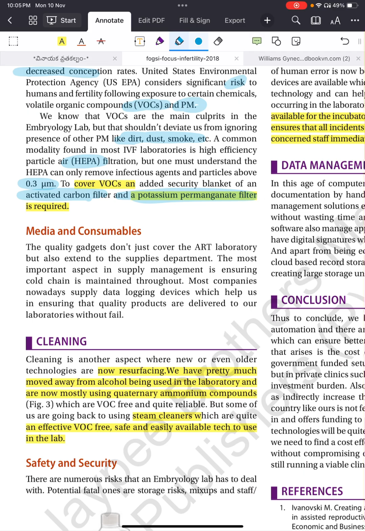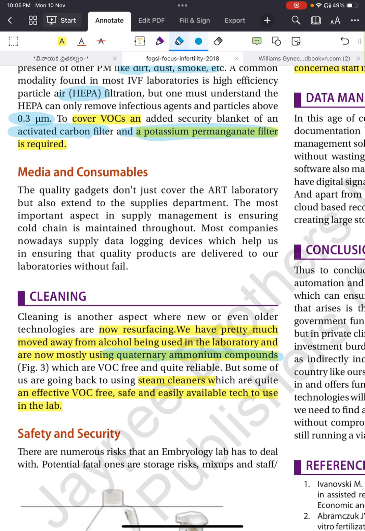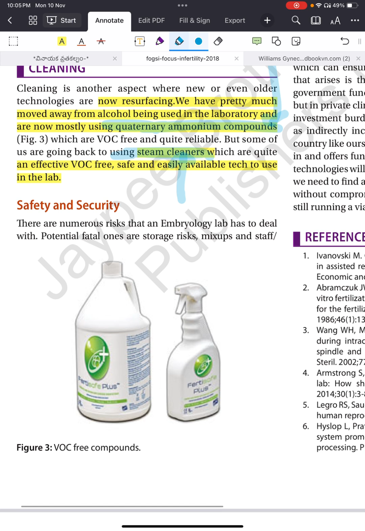We have pretty much moved away from alcohol being used in the laboratory, and now we are using quaternary ammonium compounds, which are VOC-free and quite reliable. But some of us are going back to steam cleaners, which are quite effective, VOC-free, safe, and an easily available technique in the lab. So nowadays they're using steam cleaners. If the option is ammonium compounds, you can keep that also, or the steam cleaner is also better. If you see this FertiSafe Plus spray, it is a VOC-free compound.